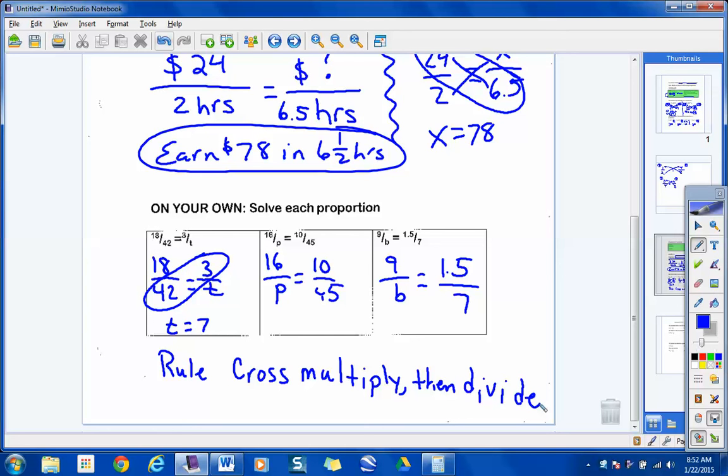All right, so how about this next one? What'd you guys get for your p-value? 72. How many have 72 for that? I do. Okay, what was your process? 16 times 45, that's 720, divided by 10. 720 divided by 10, got you. P equal to 72. Okay, are we okay with that?